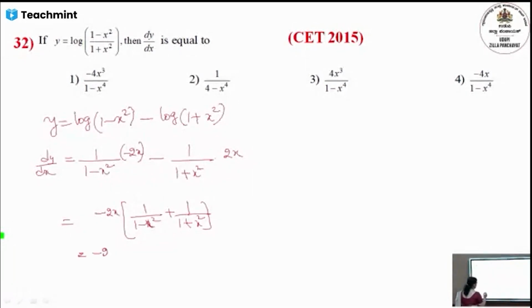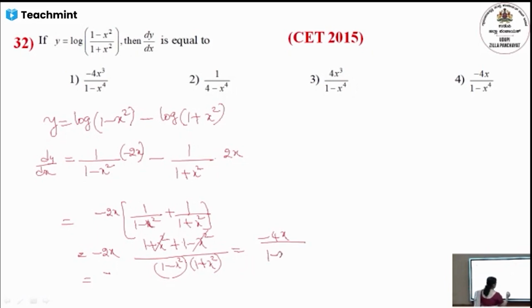So we will make 1 minus x squared into 1 plus x squared the common denominator. What happens? 1 plus x squared, 1 minus x squared. x squared cancels, what remains? 1 plus 1 is 2, with the 2 outside, so this is minus 4x. It is a minus b, a plus b. What is a minus b into a plus b? a square minus b square. So the answer is minus 4x by 1 minus x power 4.